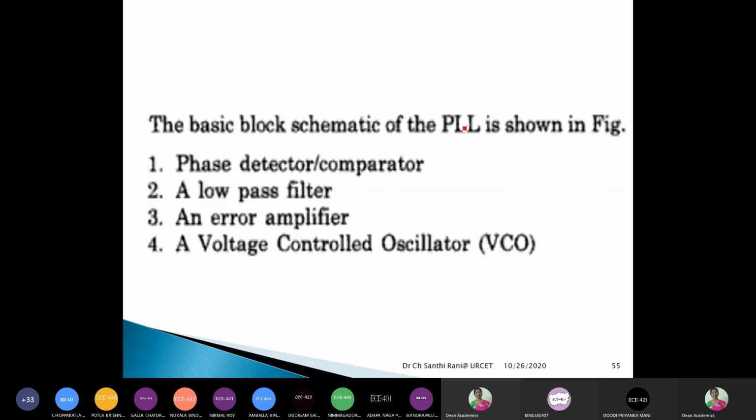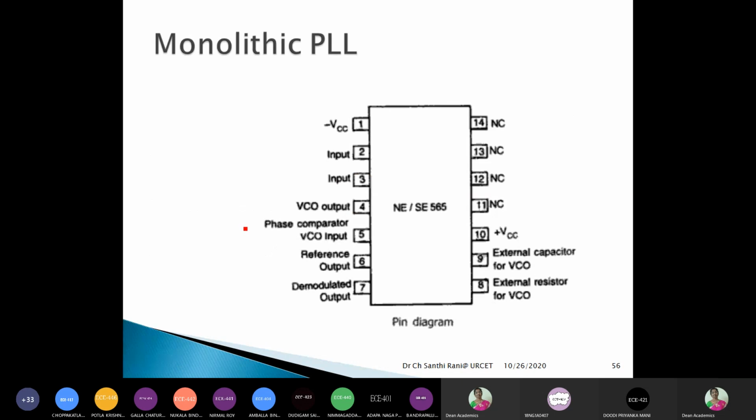And before we see, let us just have a glance on the basic block schematic of PLL shown in the figure. It has a phase detector or comparator, a low pass filter and an error amplifier. If it is a passive filter or an active filter, directly you can say the second block is a low pass filter, then the third block is a voltage controlled oscillator, right? Before we go into the details of each and every block, let us also have some idea on PLL in monolithic form, right?